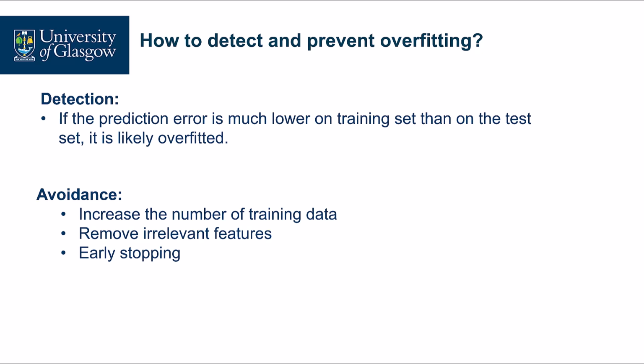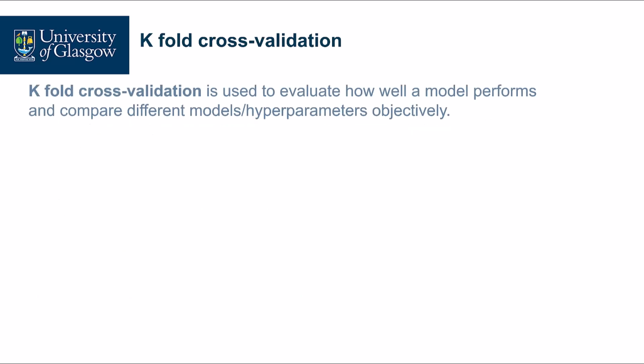Besides, we have a measure called k-fold cross-validation. This method can help us reduce overfitting. Some overfitting is caused by inappropriate hyperparameters, right? Using k-fold cross-validation, we can get an objective evaluation of the model so as to compare different models and select the appropriate hyperparameters.